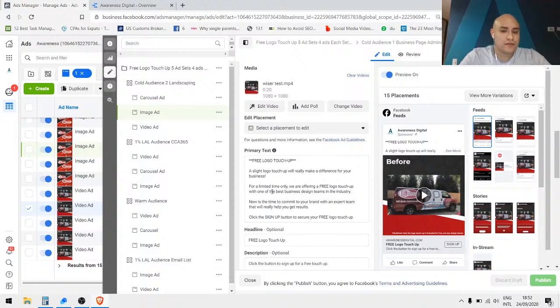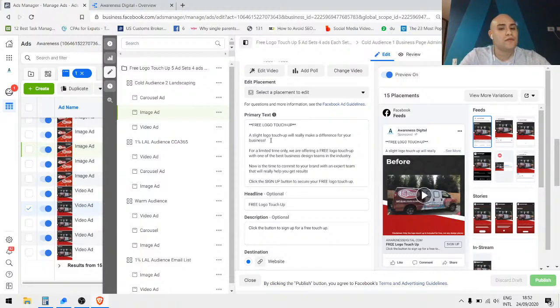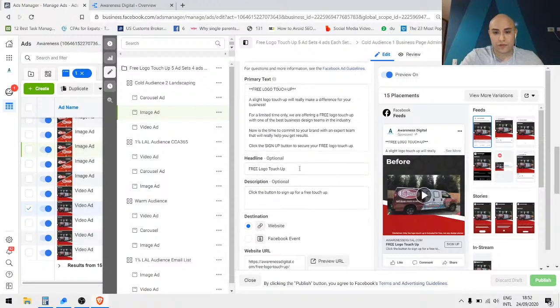Again, you have the text here. We're offering a free logo touch-up. We mentioned how it'll make a difference. It's a limited time. Commit to your brand with an expert team, because we are. That's what we do. People can vouch for us. That's what we do, we help people scale.